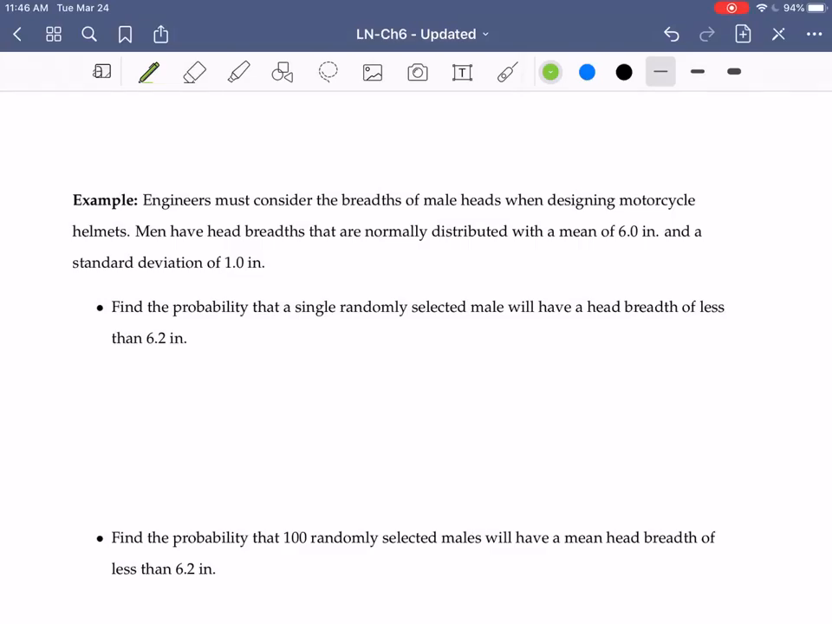All right, let's take a look at a second example. Here, engineers must consider the breadths of male heads when designing motorcycle helmets. Men have head breadths that are normally distributed with a mean of 6.0 inches and a standard deviation of 1 inch. We want to find the probability that a single randomly selected male will have a head breadth of less than 6.2 inches. Right? And so, again, we have our normal distribution.